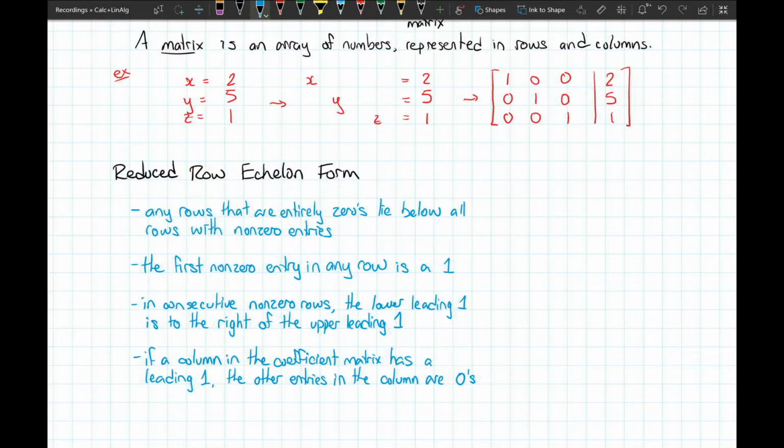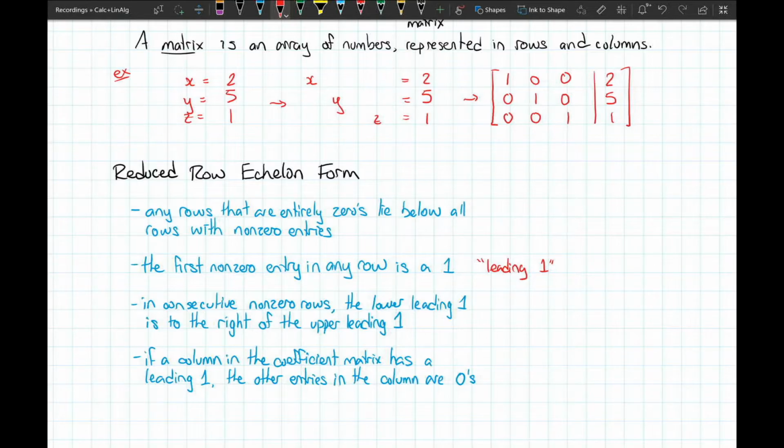The next one: the first non-zero entry in any row is a 1. In any row that's not entirely zeros, just make sure the first non-zero entry you get to is a 1. Let's call this a leading 1. It's the first value in a non-zero row, so it's going to be the leading entry, and make sure it's a 1.